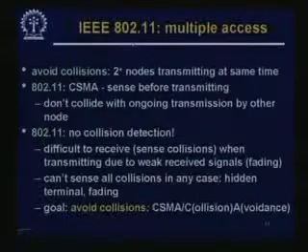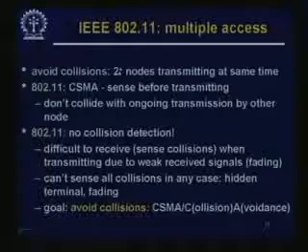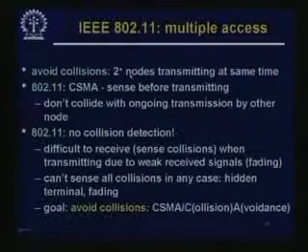Now, just glossing over the physical layer, how do we handle the multiple access in 802.11? It avoids collisions. We know that when two or more nodes are transmitting at the same time, then their signals will collide and we will have a collision. So 802.11 tries to avoid collision. It does CSMA. CSMA, if you remember, is carrier sense multiple access. So it does some carrier sensing. It senses the channel before transmitting, so it does not collide with ongoing transmissions by other nodes. But it does not do any collision detection.